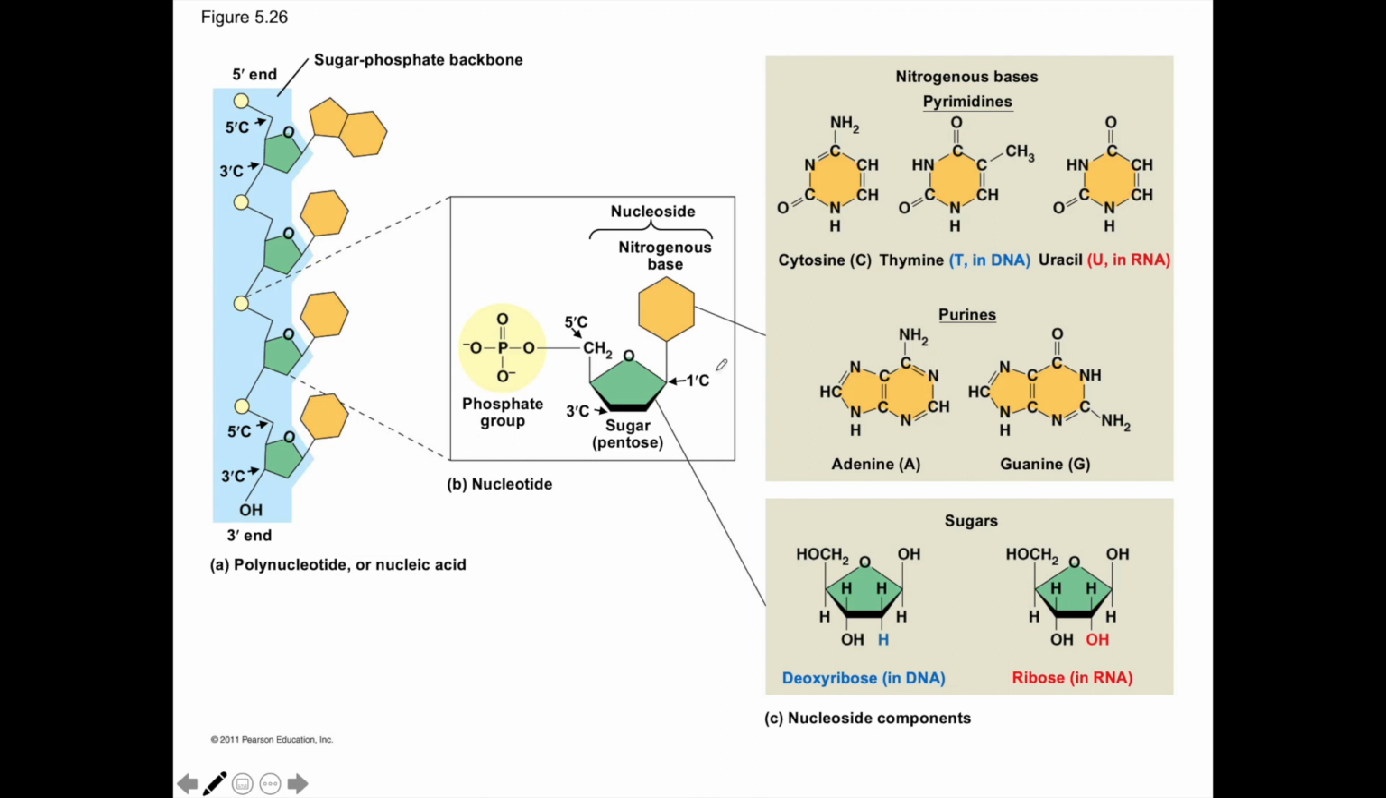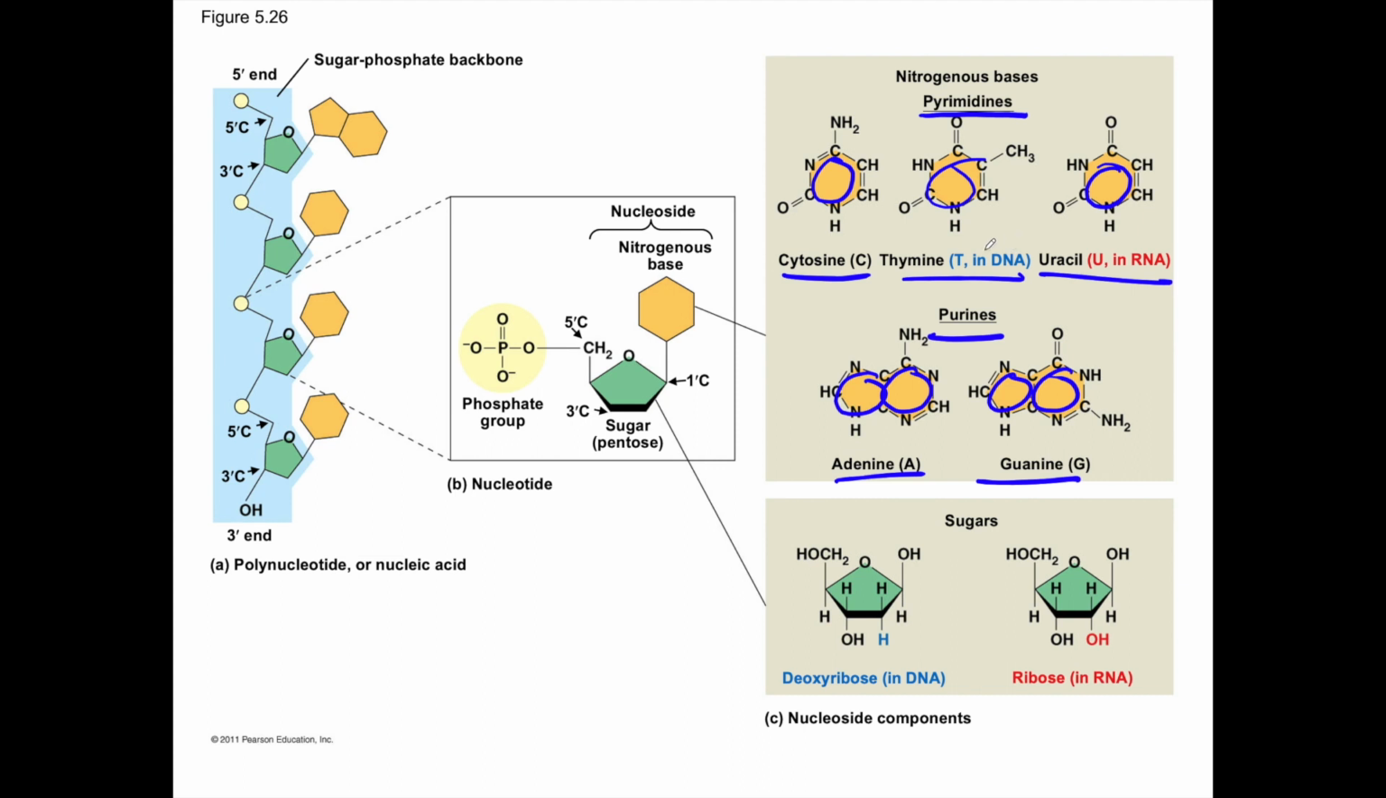Now, those bases also come in two categories. Some of the bases are made out of two fused chemical rings, like the base A and G. Those are called purines. Some of the bases are made out of one chemical ring, like the bases C, U, and T. Those are called pyrimidines. Okay, so it's two different types of bases, purines and pyrimidines.